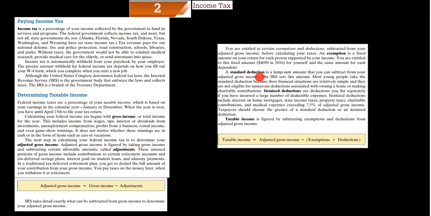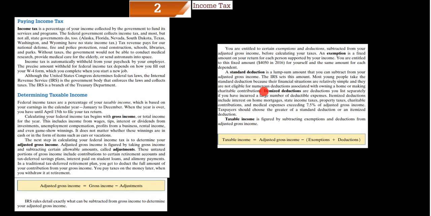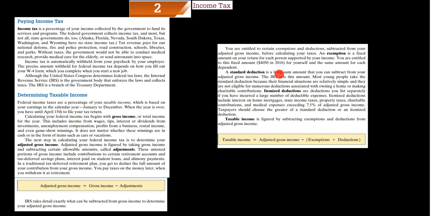A standard deduction is a lump sum amount that you can subtract from your adjusted gross income. The IRS sets this amount. Most young people take the standard deduction because their financial situations are relatively simple and they are not eligible for numerous deductions associated with owning a home or making charitable contributions. Now, itemized deductions go in the same category as standard deductions, but you pick only one of the two.